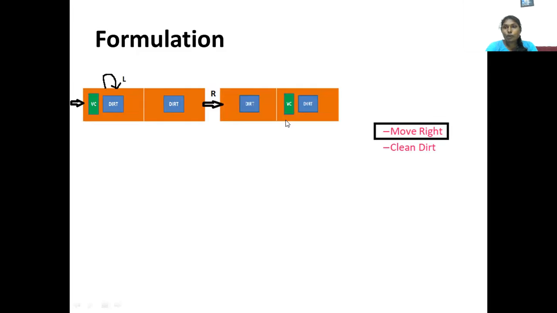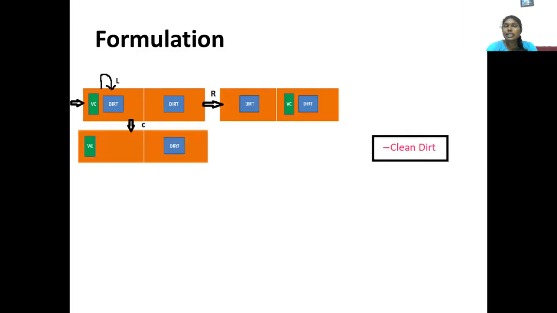Okay, and this is the second operation, and the third operation is clean dirt. So when it cleans the dirt, the left side room will be clean and the vacuum cleaner will stay in the left side room itself. Okay, so this is the third state. So we can name the states 1, 2, and 3. So from state 1, we have checked all possible conditions.